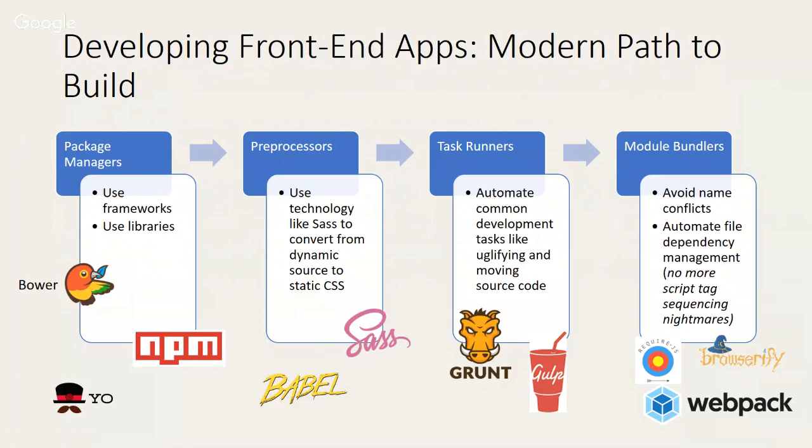And then lastly, we have our module bundlers, and those are the things that are allowing us now to avoid the name conflicts that were so common years ago when everything was just dumped into the global namespace. And the nice thing about these module bundlers is they are now taking the responsibility of handling the dependency management. So we as developers can worry less about sequencing of tags, and worry a little bit less about ensuring that dependencies are met as long as we are using the proper API to describe those dependencies in code.